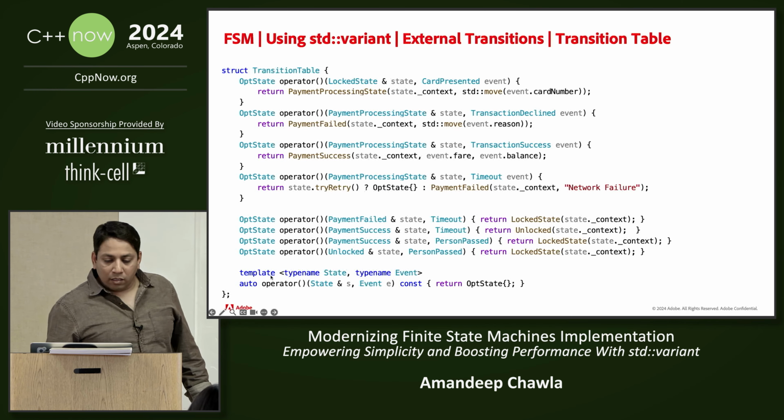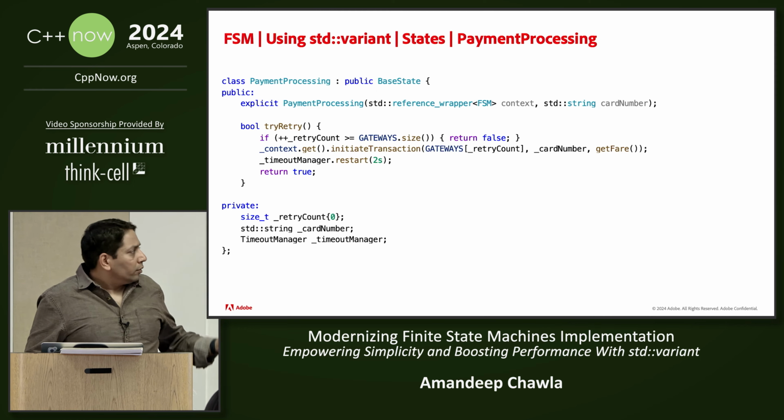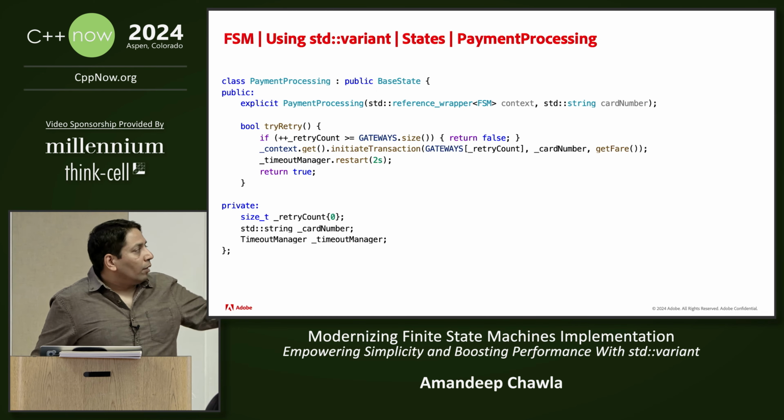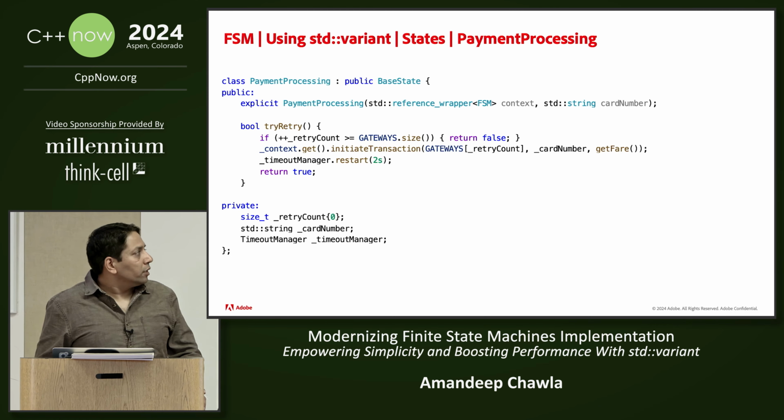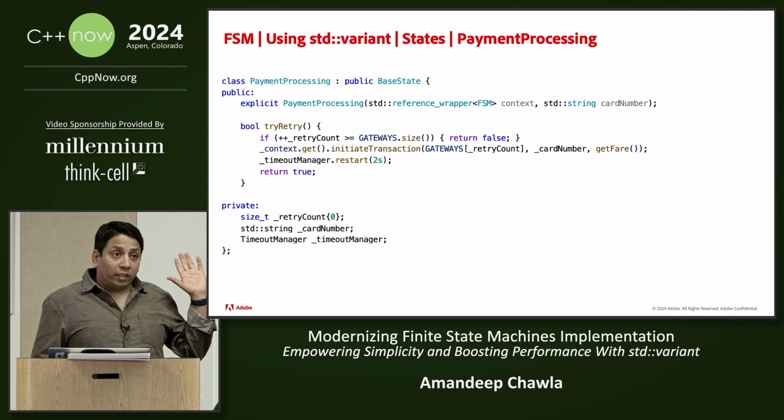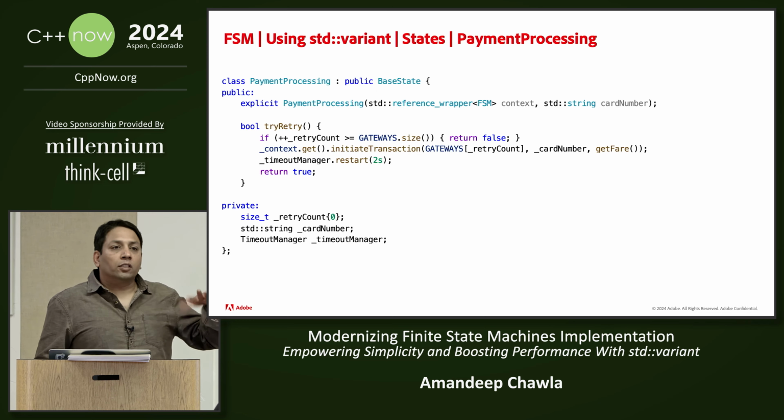As I told, payment processing needs some change. From this, it changes to this. So all the process functions go away. We introduce another function, retry, which just checks the retry count, and either initiates the transaction, restarts the timeout manager, and returns true. Or otherwise, if I'm past the limit, I return false. That's the only change required here. Otherwise, for all the other classes which we have seen, the process function goes away. That's it.